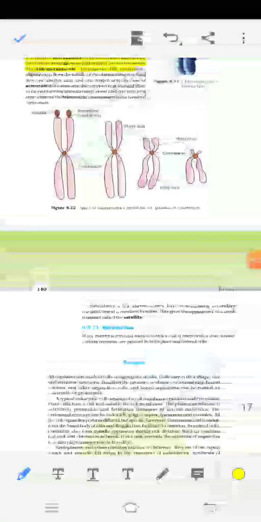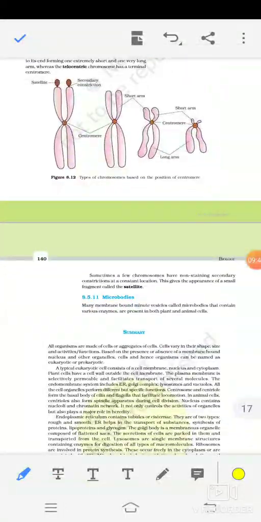Microbodies. Many membrane-bound minute vesicles called microbodies that contain various enzymes are present in both plant and animal cells.